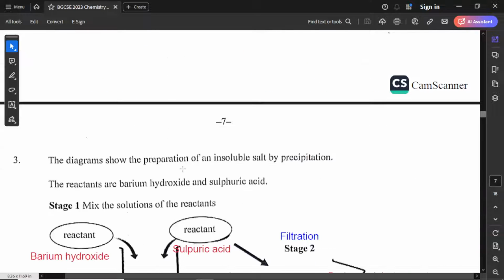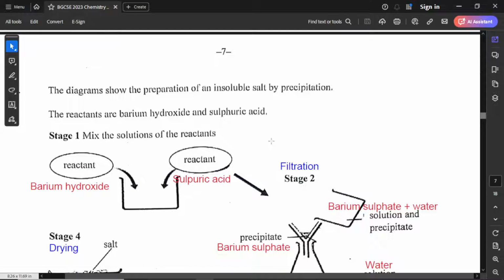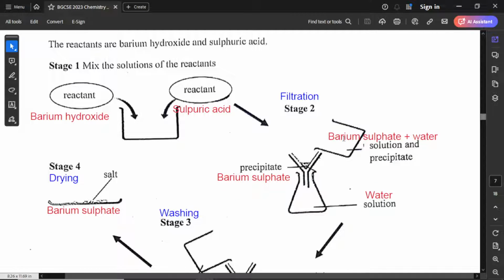So the next question, number 3, says the diagrams show the preparation of an insoluble salt by precipitation. The reactants are barium hydroxide and sulfuric acid. We have stage 1 right here. It said mix the solutions of the reactants. So we're going to put the barium hydroxide and sulfuric acid in the container to mix them. In the second stage, as you notice, we have filtration taking place. What you're going to get here is the barium sulfate as the residue. And of course, water will pass through as the liquid.